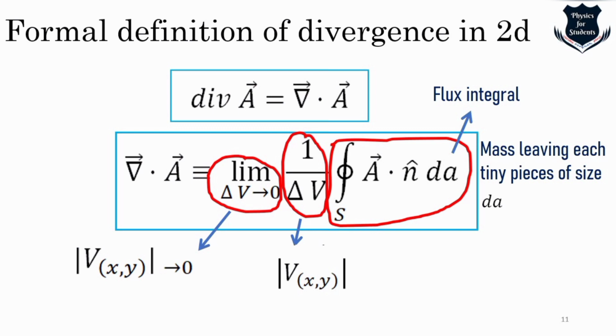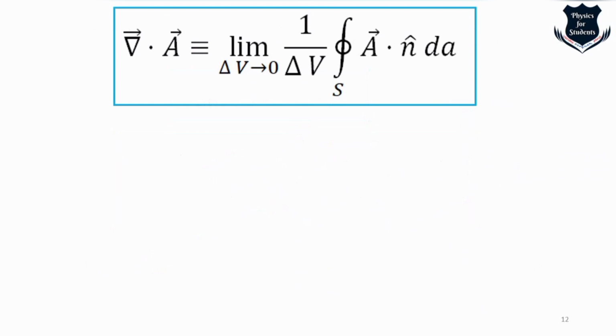And dA, let us consider that this is the mass leaving each tiny piece of an element which has a size of dA. And this could have been written as the volume integral with a surface S of f, but I have just kept it A because I really want to show you how this A gets replaced by the electric field. So f is basically the flux. Either way we can go ahead. So this is the formal definition of divergence in 2 dimensions, and I have explained those parts. Let us go ahead and define further.